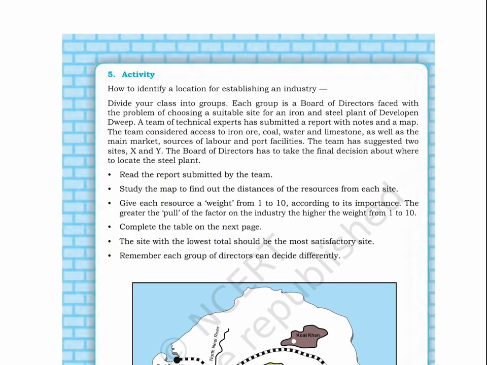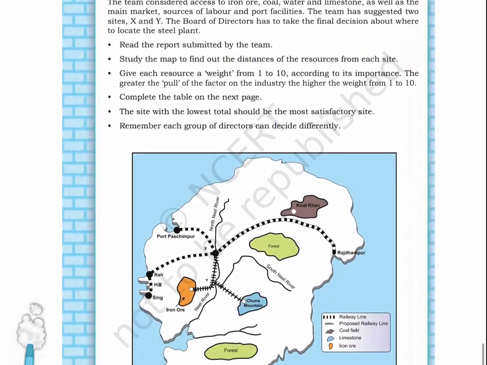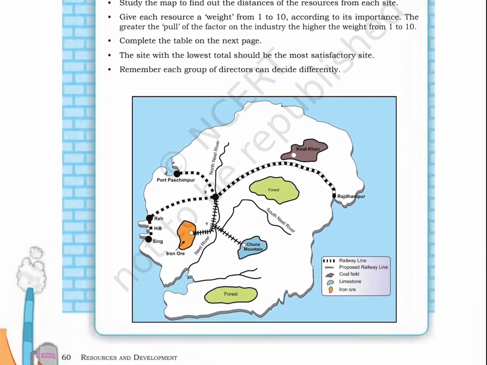Points to keep in mind are: read the report submitted by the team, study the map to find out the distances of the resources from each site. Give each resource a weight from 1 to 10 according to its importance. The greater the pull of the factor on the industry, the higher the weight. Complete the table on the next page. The site with the lowest total should be the most satisfactory site. Remember, each group of directors can decide differently.